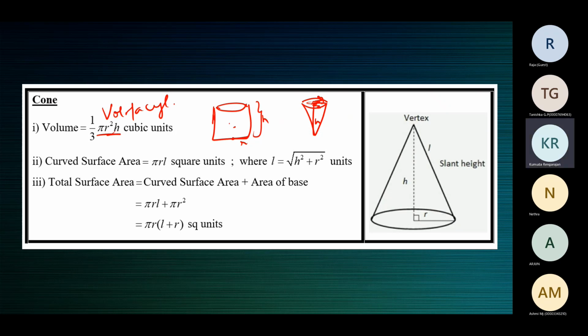Then the curved surface area. These you just have to remember, children. Curved surface area is given by pi r L square units, where L is equal to root of h square plus r square. H is the height of the cone and r is the radius of the cone. Radius will be given, height will be given. Substitute and find L, and then you can use the formula pi r L.